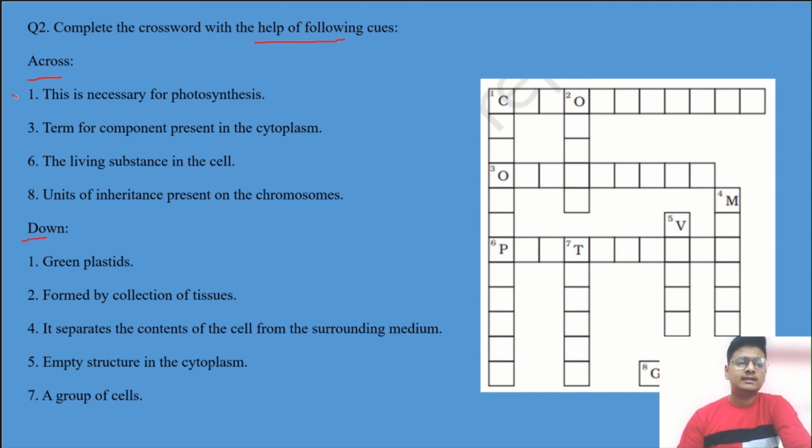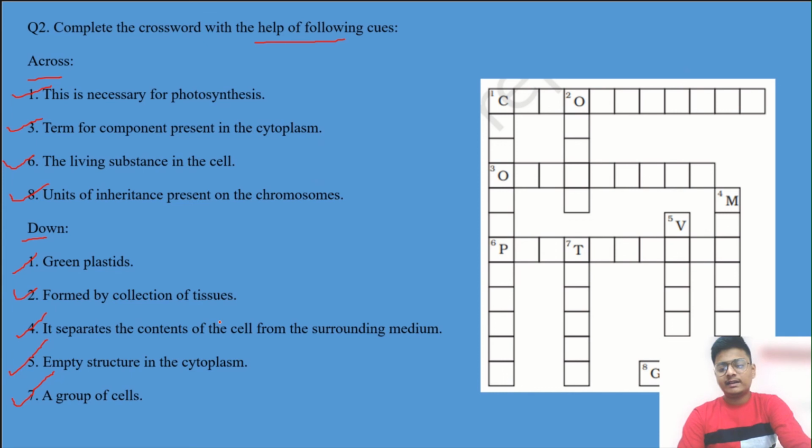The first across is: this is necessary for photosynthesis. The third is: term for a component present in the cytoplasm. Sixth is: the living substance in the cell. Eighth is: unit of inheritance present on the chromosomes. For down: first is green plastid, second is formed by a collection of tissues, fourth is it separates the content of the cell from the surrounding medium, fifth is an empty structure in the cytoplasm, seventh is a group of cells. So you have to complete this crossword puzzle by taking these hints.